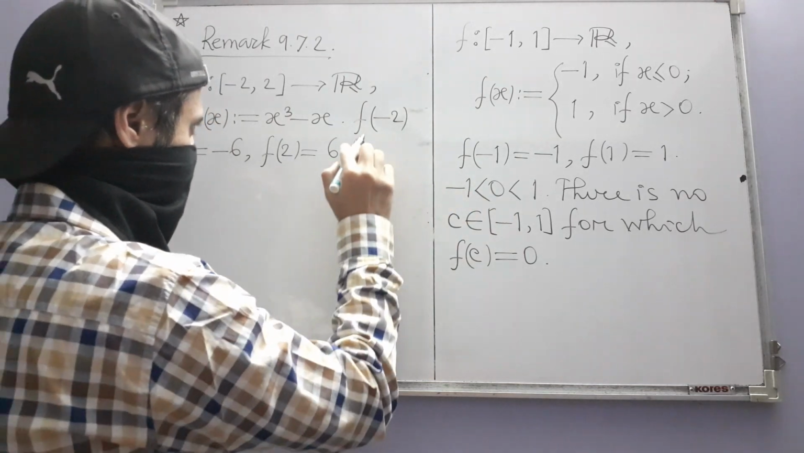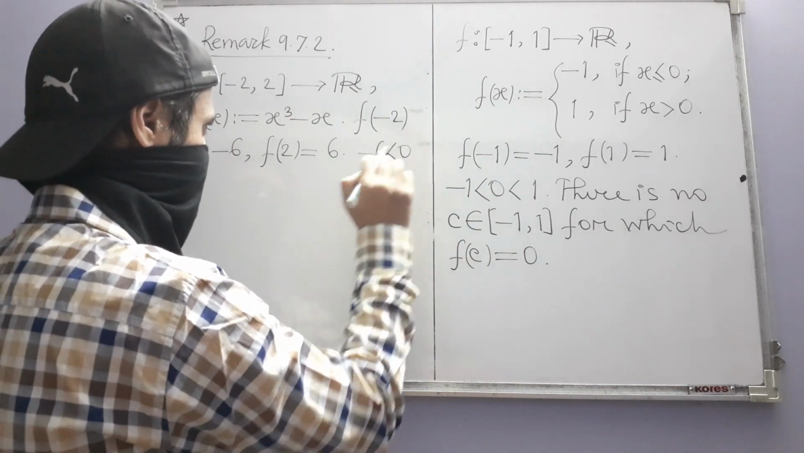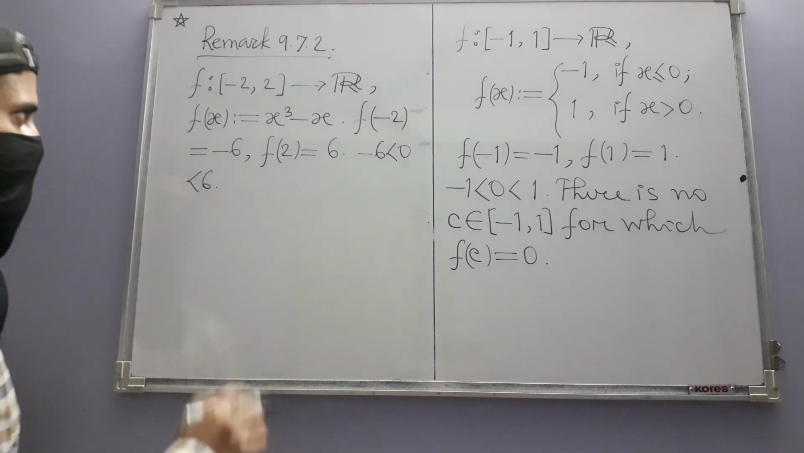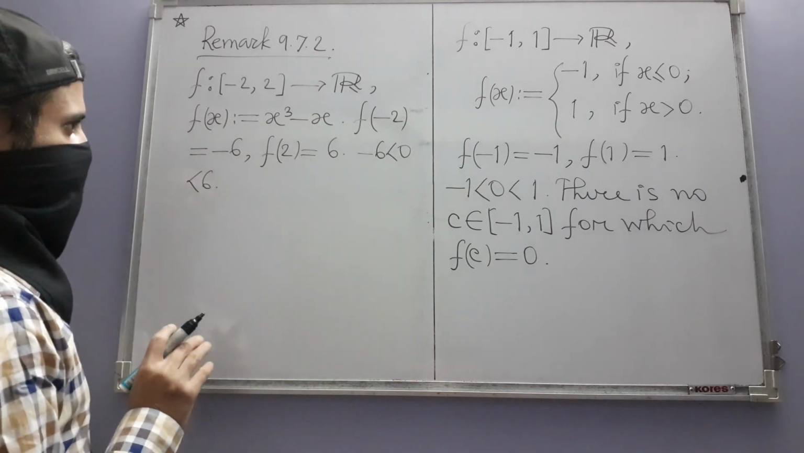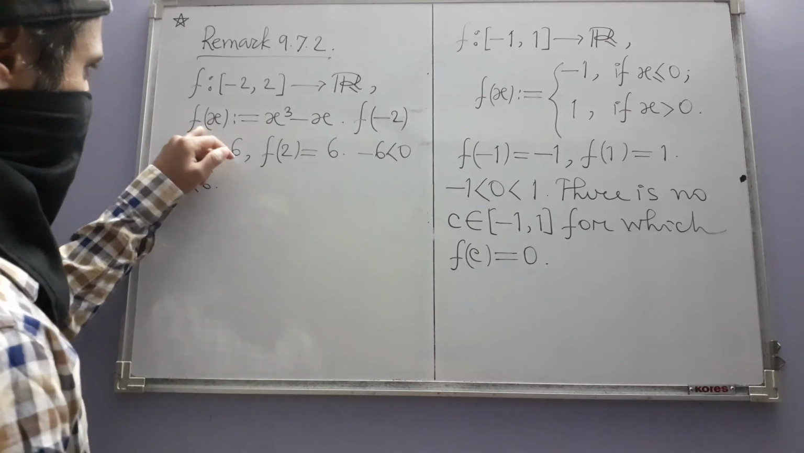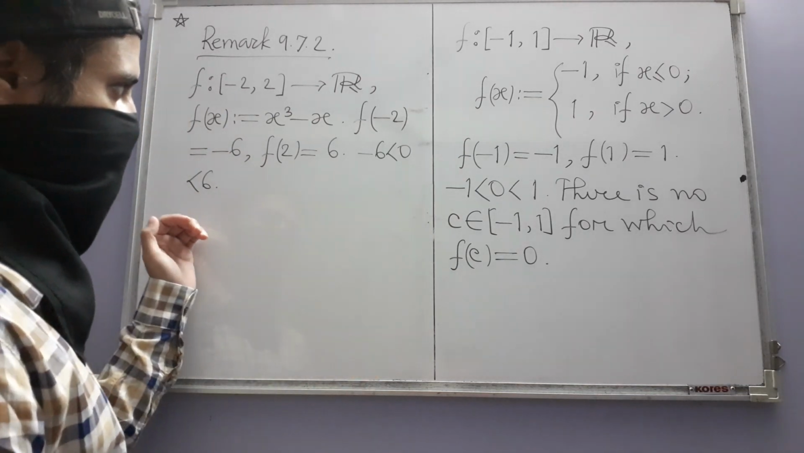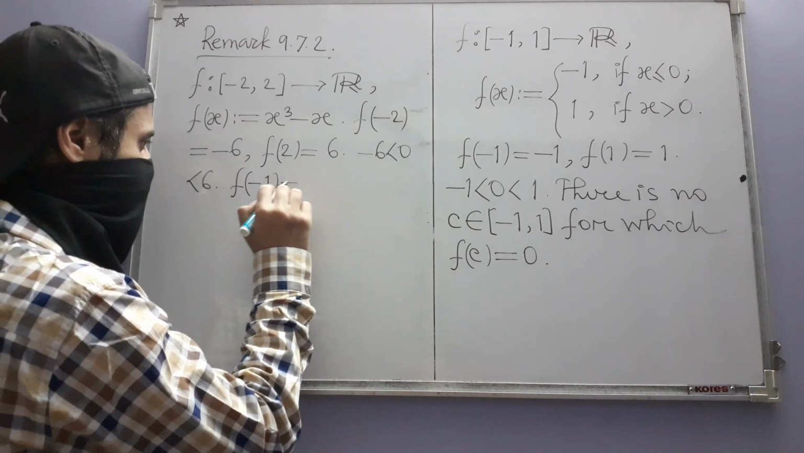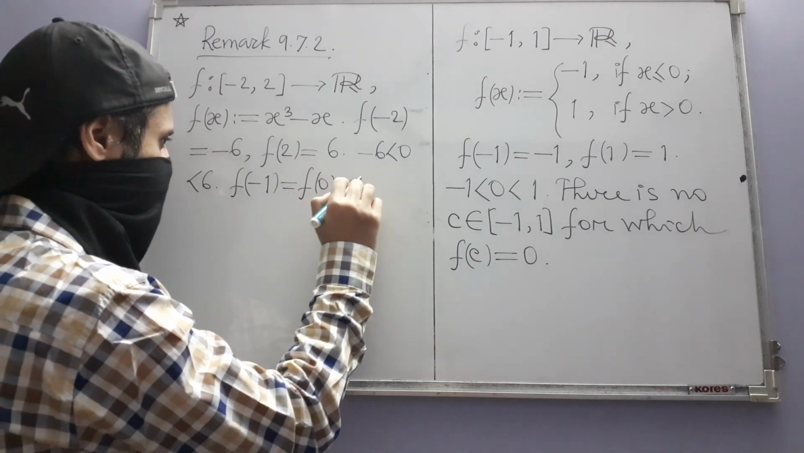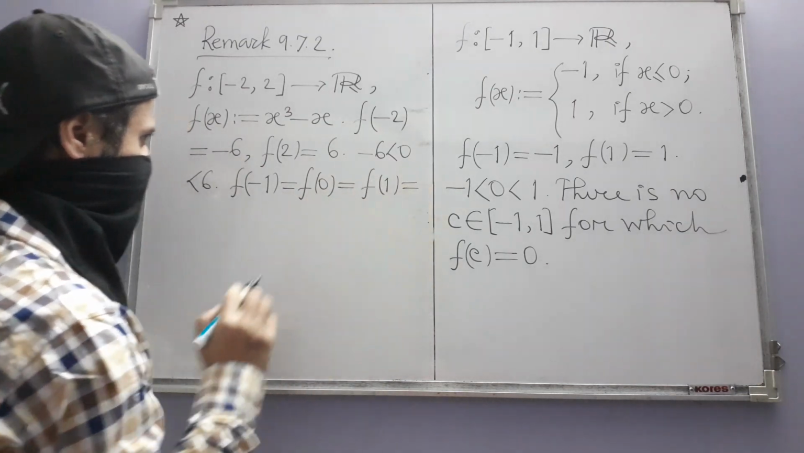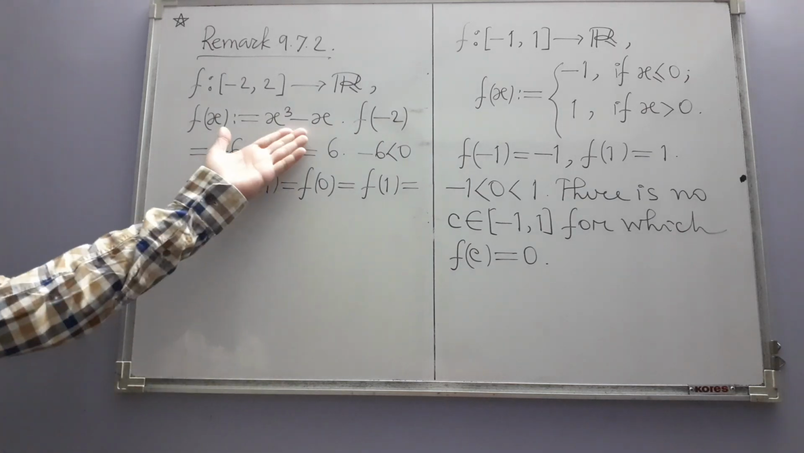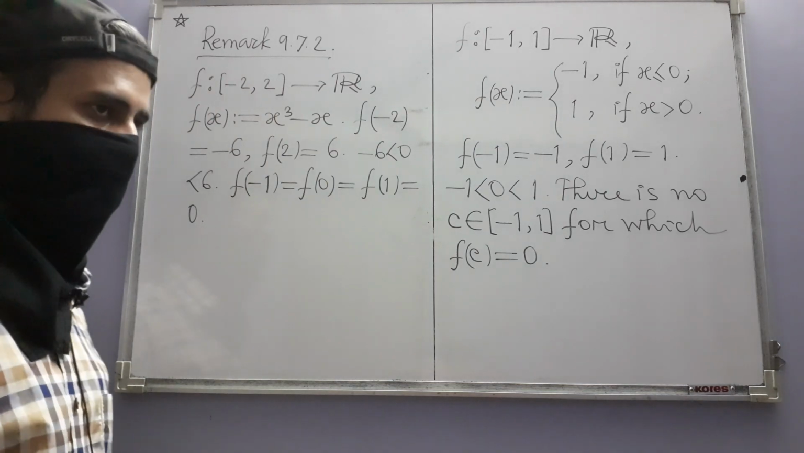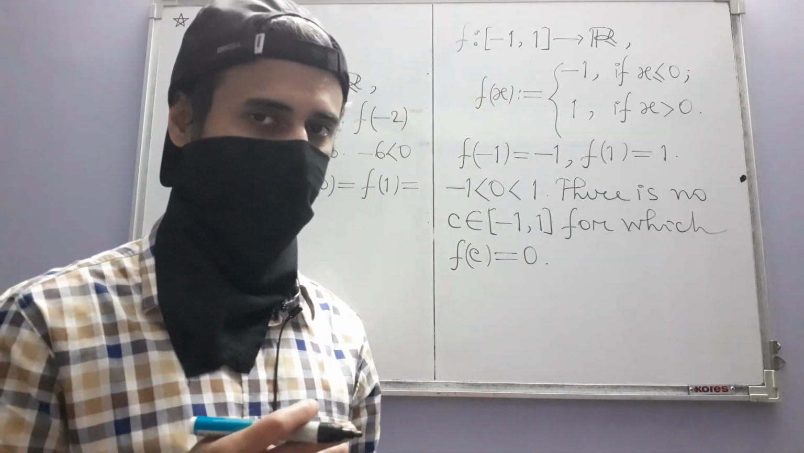So we can again consider 0. 0 lies between minus 6 and 6, so 0 is our y. Now one can see that 0 of course will be assumed by f somewhere, but actually it is assumed at 3 points. f of minus 1, f of 0 and f of 1, all of them are equal to 0. You can verify it here, and all of these points lie inside the domain. Okay, so at multiple points, yes, any intermediate value may be assumed.